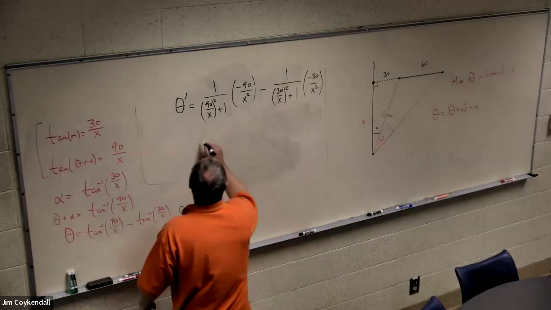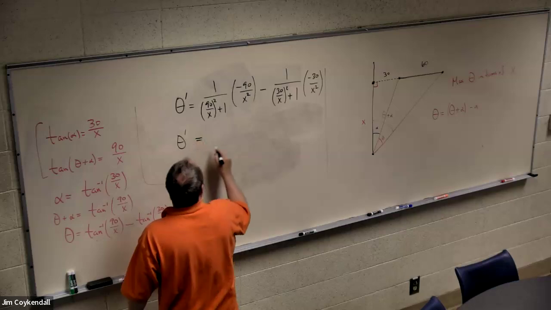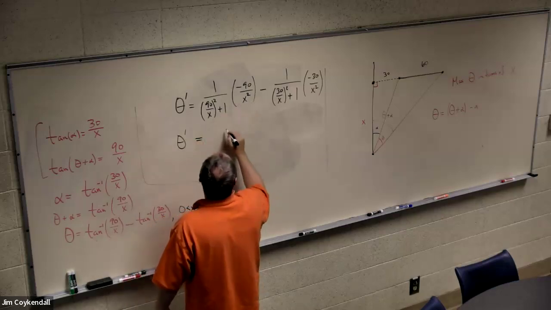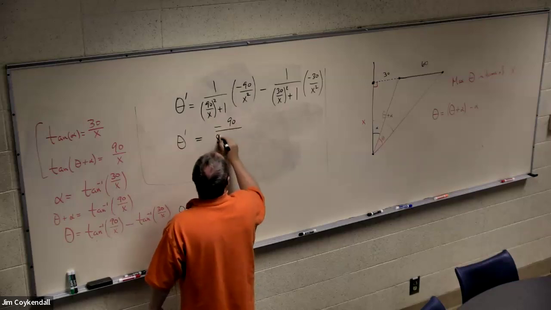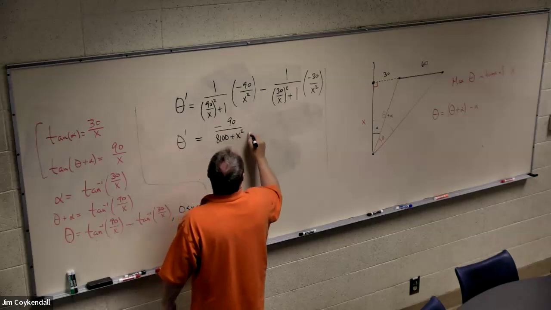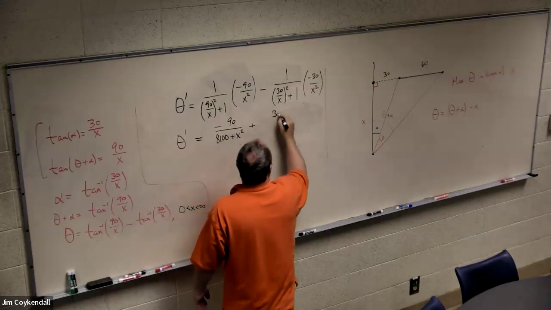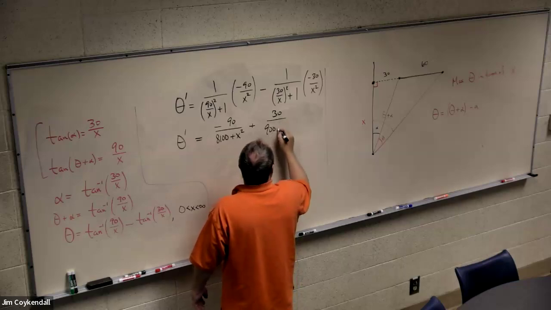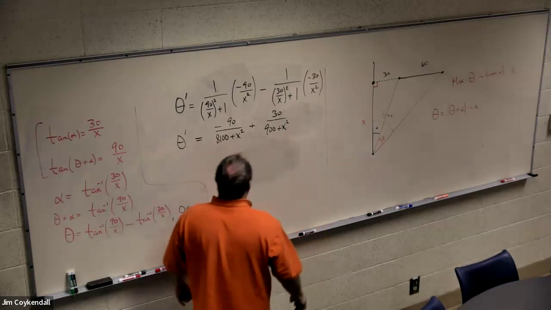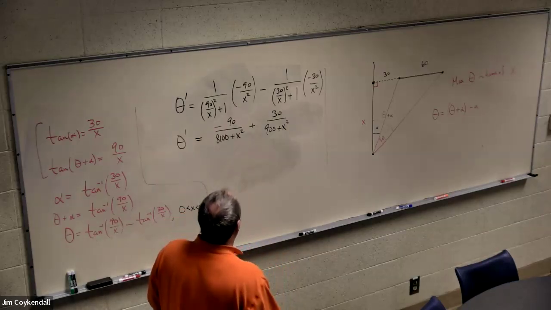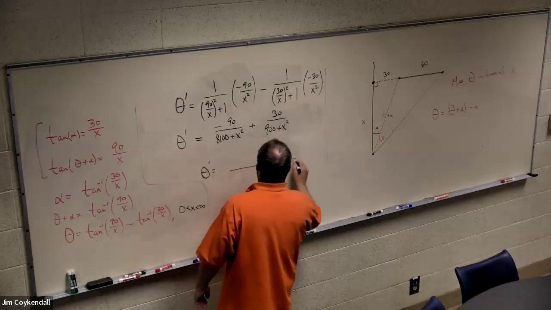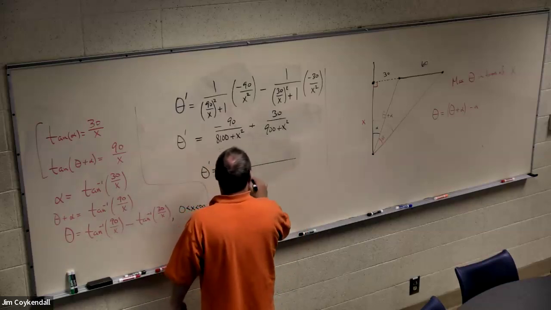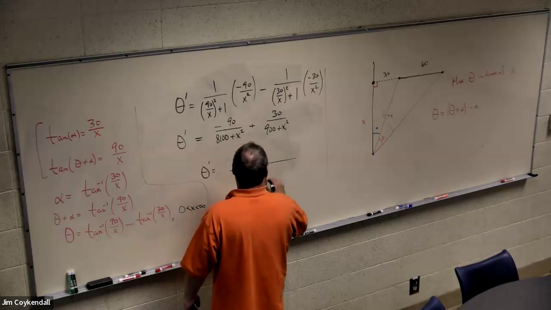I know this is horrible, but it's really not so bad. Multiply this x squared through, and this is minus 90 over 8100 plus x squared. This is plus 30 over 900 plus x. Now, the best thing to do is to find a common denominator here. Don't worry about multiplying this together. Multiply it out.